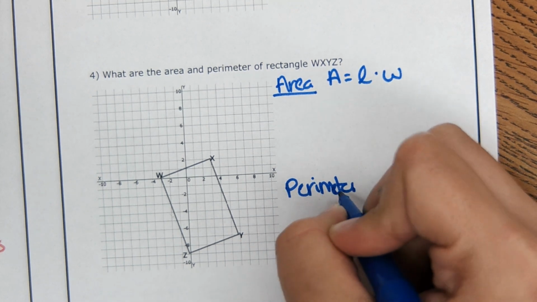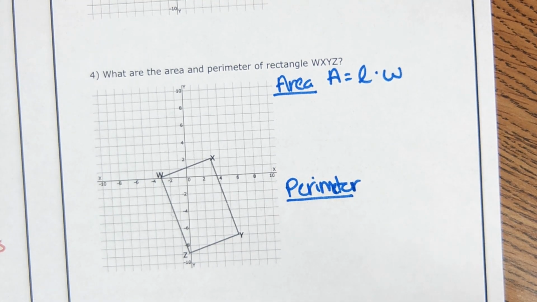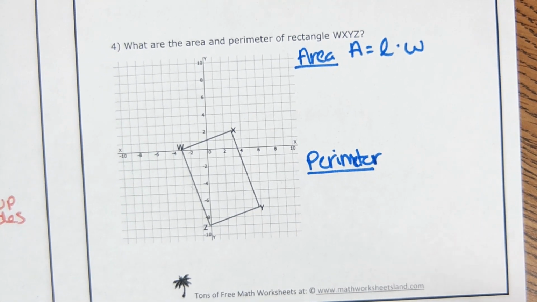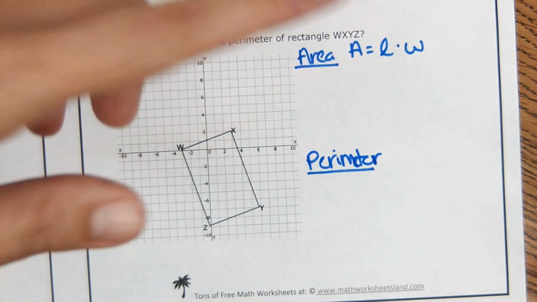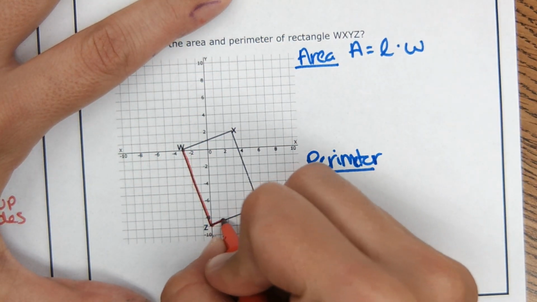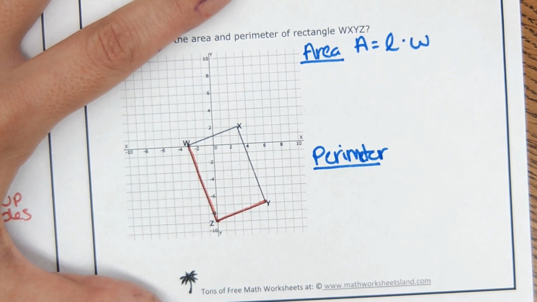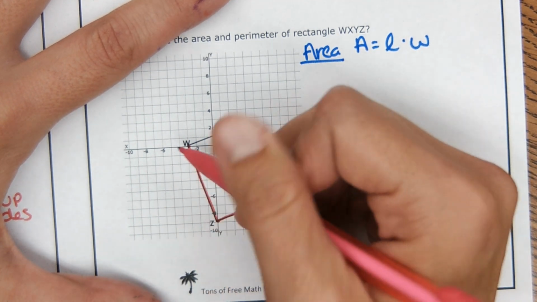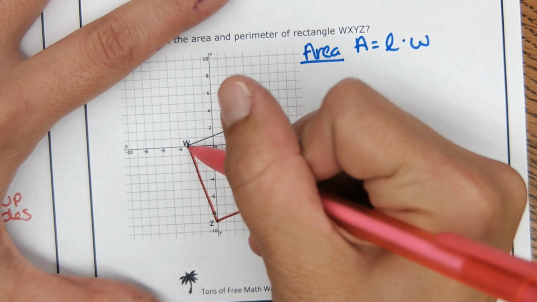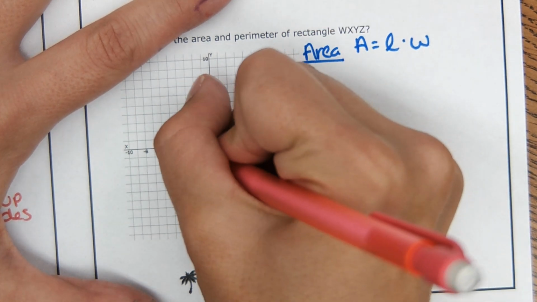Oof. Let's see if I can spell, we'd be doing good. That says perimeter. Okay, so we have to find length and width, which would be the length of this and the length of this. But again, we can't just count squares because it's diagonal. So we're going to use the methods that we've been working on this week, where you could either use the distance formula, but I prefer the Pythagorean theorem.